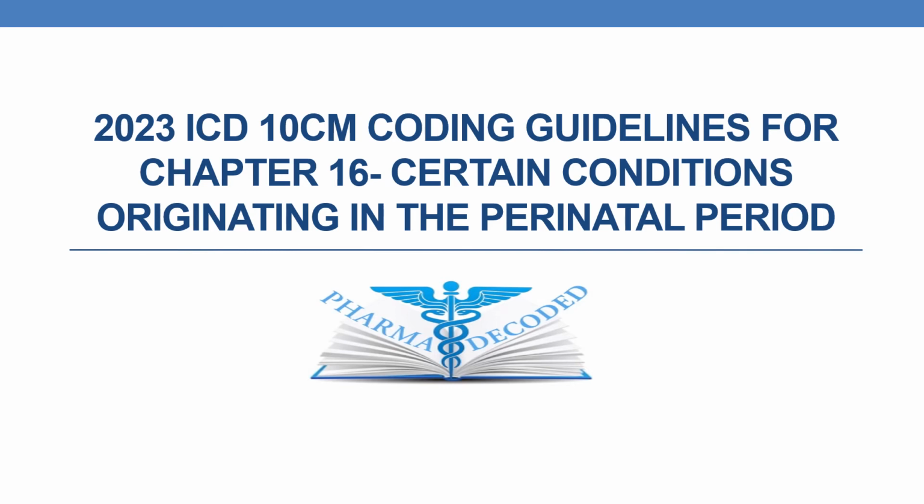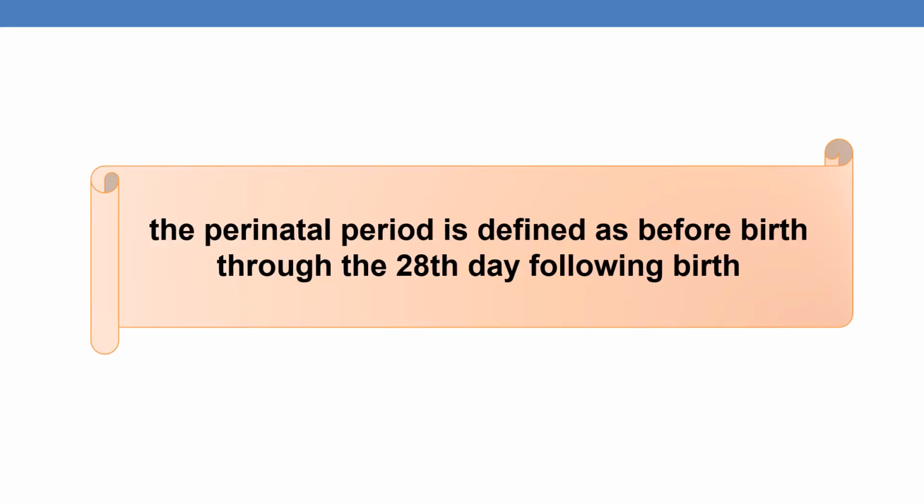Hello everyone, now let us discuss the 2023 ICD-10-CM coding guidelines for chapter 16, which covers certain conditions originating in the perinatal period. The perinatal period is defined as before birth through the 28th day following the birth. It usually starts from 20 to 28 weeks before the birth and continues throughout the 28th day, that is up to 3 to 4 weeks after delivery. That period is considered the perinatal period.